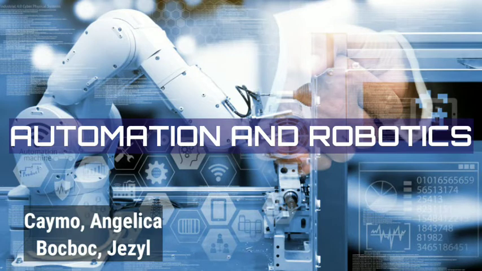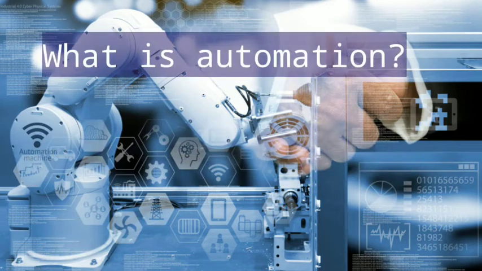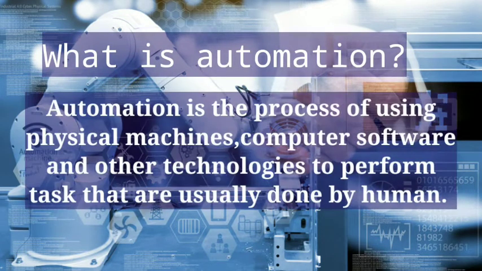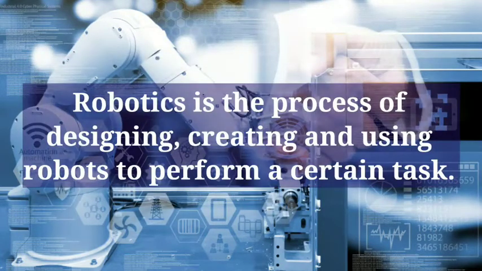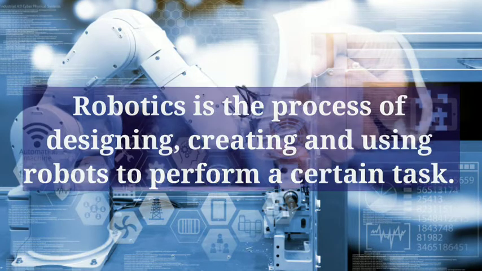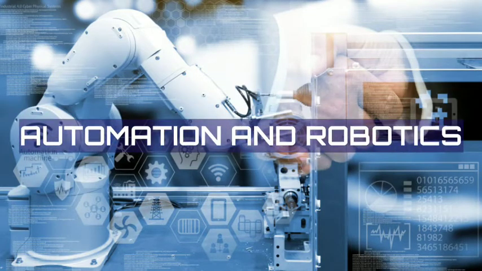But before we proceed to our topic, let us first discuss the meaning of automation and robotics. What is automation? Automation is the process of using physical machines, computer software, and other technologies to perform tasks that are usually done by humans, while robotics is the process of designing, creating, and using robots to perform a certain task. Now we know the meaning of automation and robotics. Let's proceed to each example.